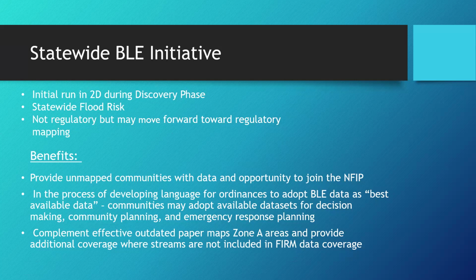Like I said, that's mostly for if you don't have a map or your map is severely outdated. And it helps complement effective outdated maps, right? Like I said, and it should be giving additional coverage where the streams on the older maps are not included in the FIRM data coverage. So just a little bit about that. And that is completed. I think we would probably need to work with communities on an individual basis if you are ever interested in doing this, as it might warrant some further refinements on the base level engineering just to make sure that we are actually providing and regulating to the best available data.